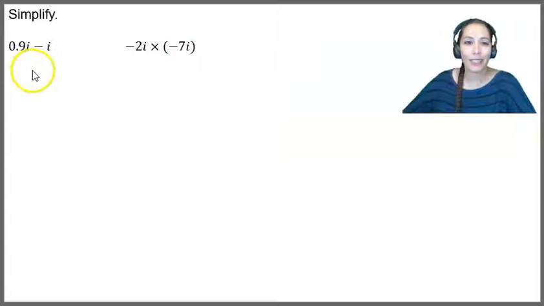Simplify 0.9i minus i and negative 2i times negative 7i. What are we doing with these i's? What do the i's stand for?